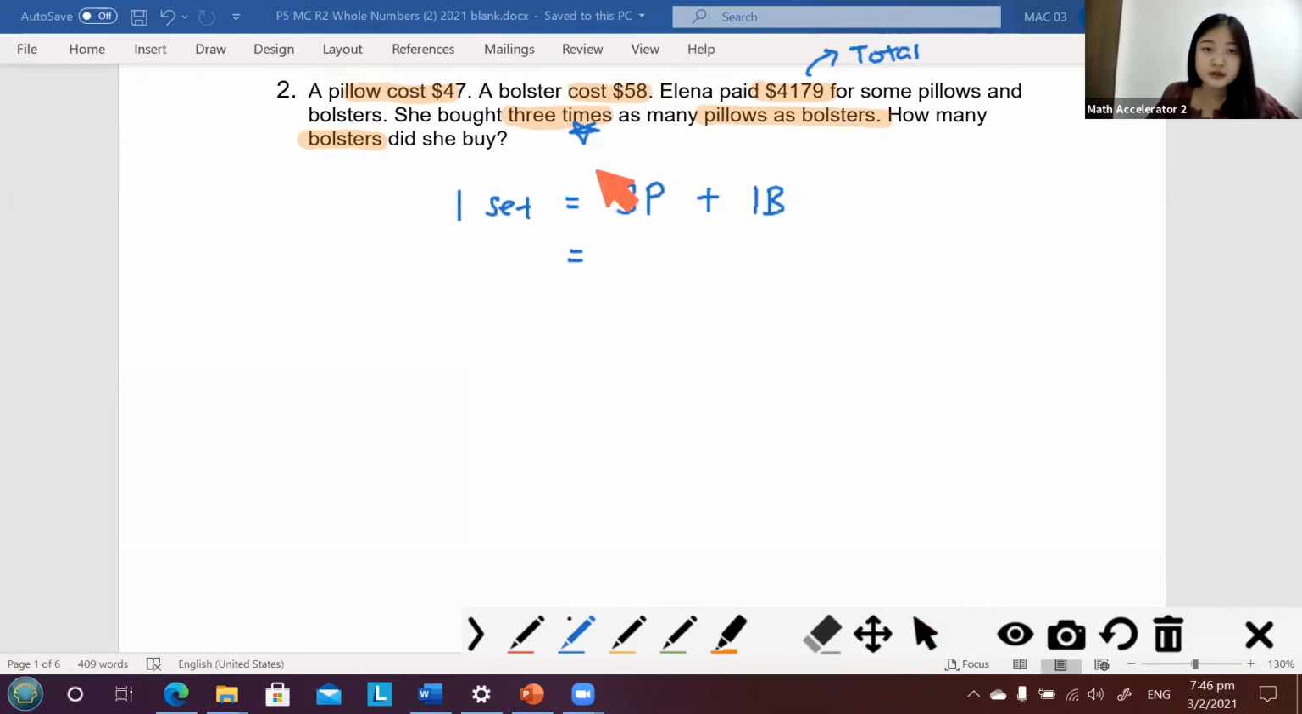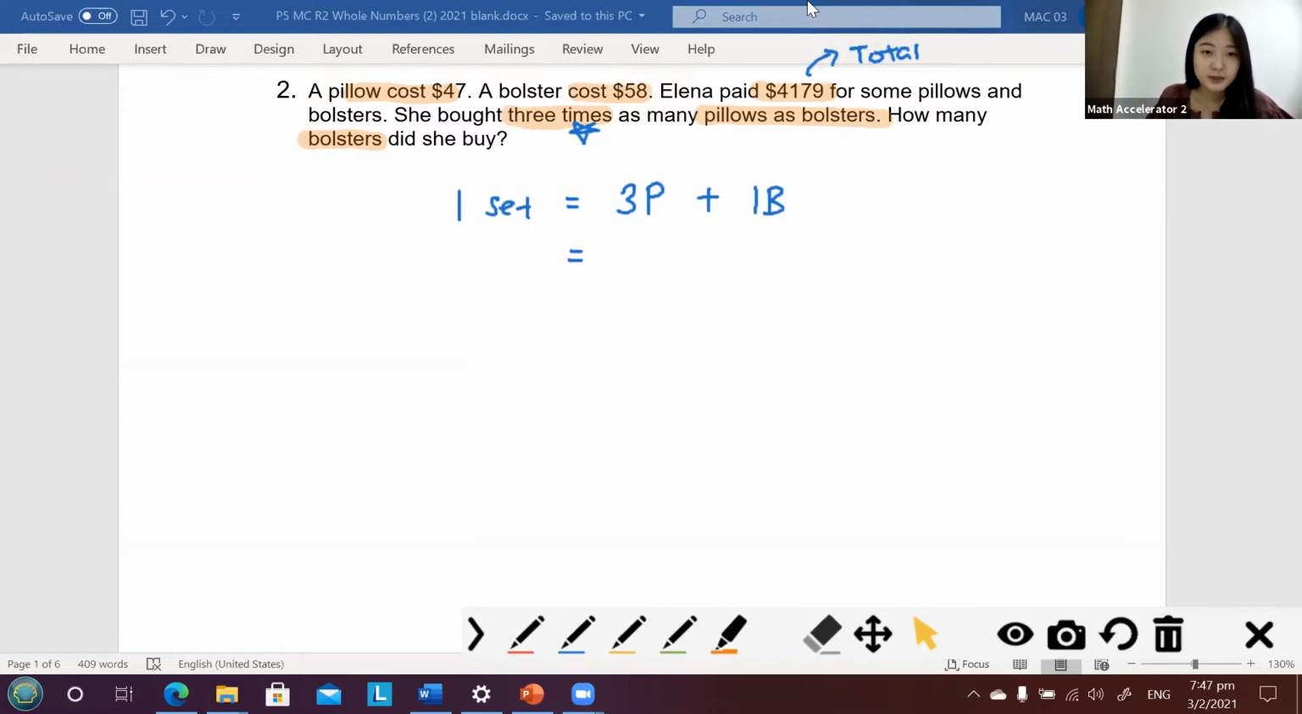So now, how do you find the value of the set? You know that the pillow is $47 and the bolster is $58. So in one set, what is the value of the set, in terms of money? Can you all try right now? Let me know your answer. What's the value of the set?